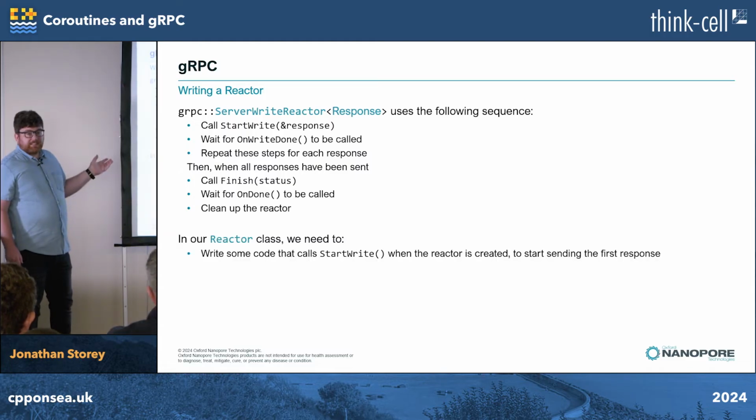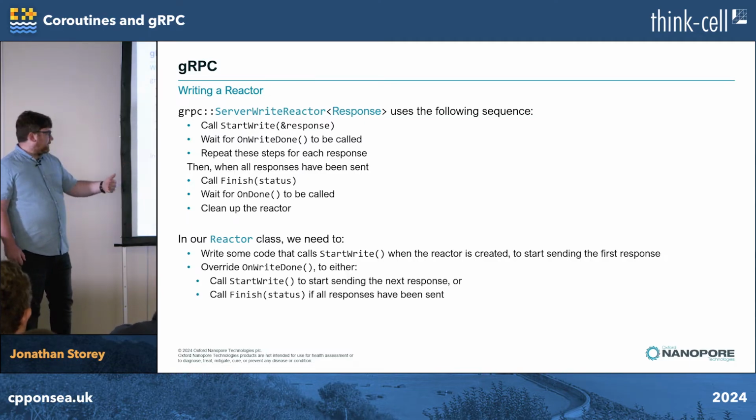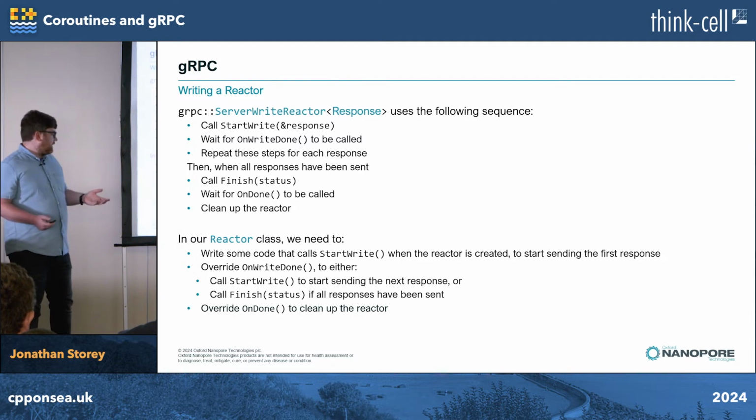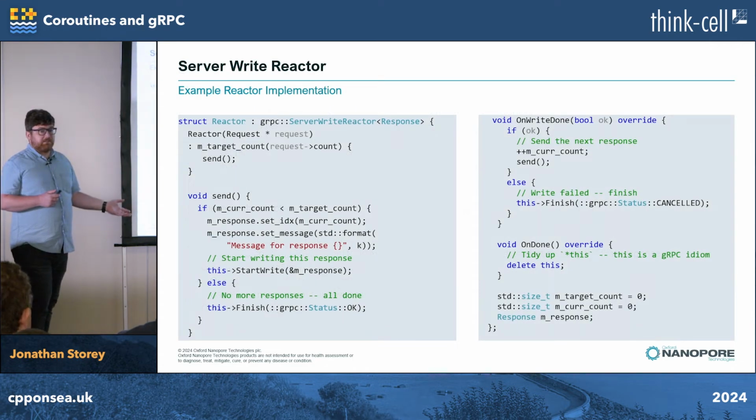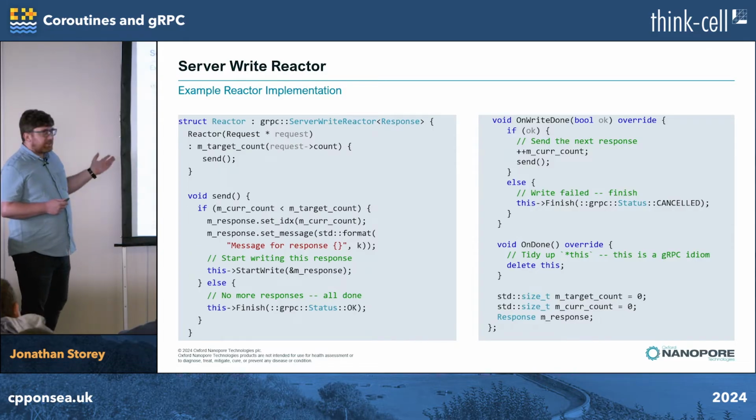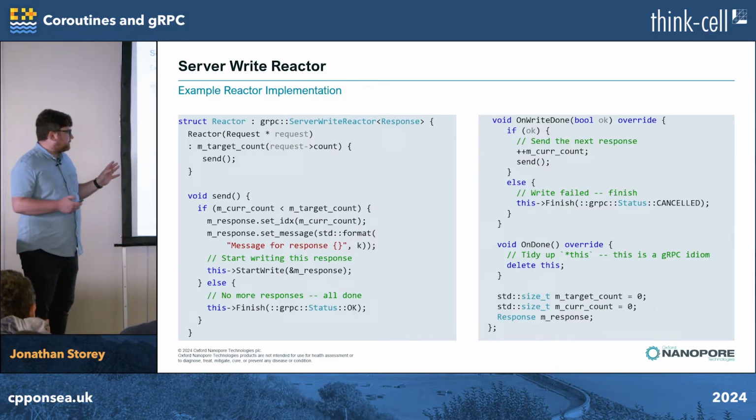So inside the reactor class that we're going to write, we need to call start write when the reactor is created to kick off the first write, to kind of prime the pump. And then we're going to override this on write done callback that's in the base class. And we're either going to call start write to kick off the next write, or we're going to call finish when we've done all of our writes. And we need to override on done to clean up the reactor afterwards. So this is what it looks like. It's not that complicated, but it looks like quite a lot of code.